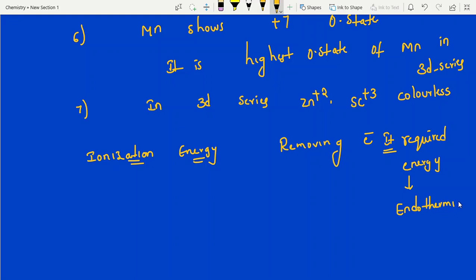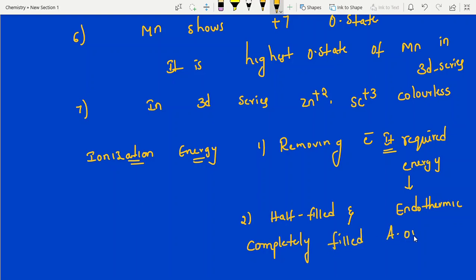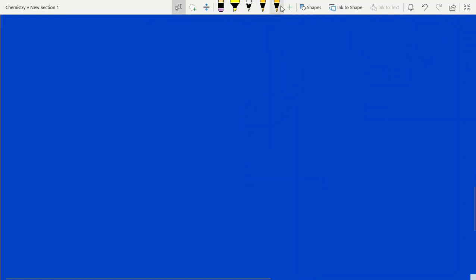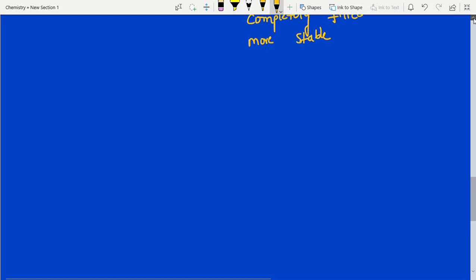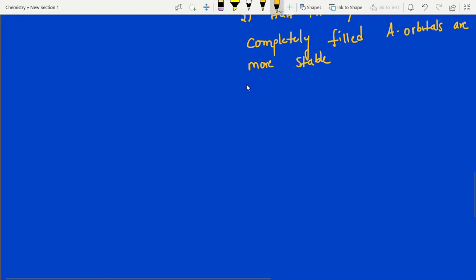Briefly, I am writing definitions, as we studied ionization energy in first year. But here, what are the important points? Removing an electron definitely requires energy. Taking energy means it is always an endothermic process. This is the basic point. Second point: half-filled and completely filled atomic orbitals are more stable. See, fighting with strong guys is difficult, right? Here also the same thing. If you want to fight a strong guy, we need more energy. Here also there are stable guys, and removing such electrons is very difficult. If it is more stable, definitely more ionization energy is required.